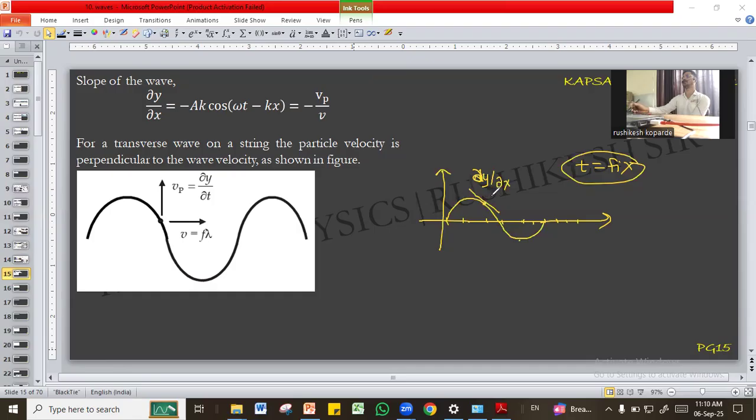The slope of the wave is related with particle speed and the wave speed. We have also derived that the slope of the wave is the negative ratio of particle velocity and wave velocity. This we have already derived. Yes or no?